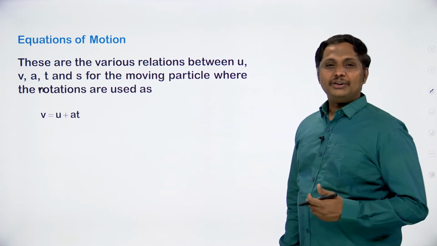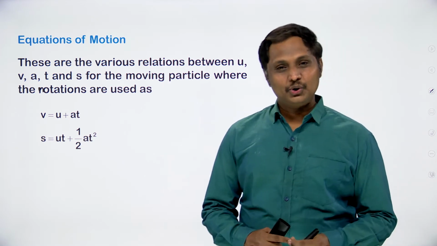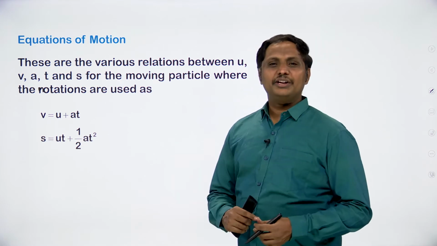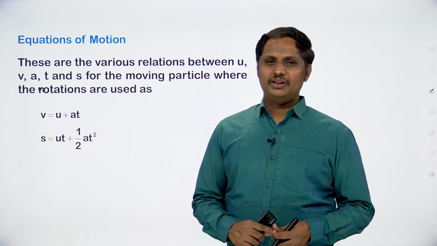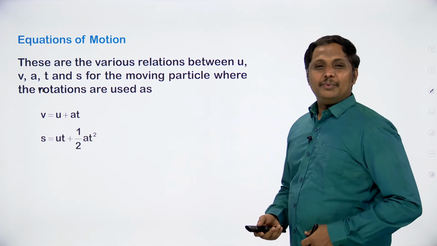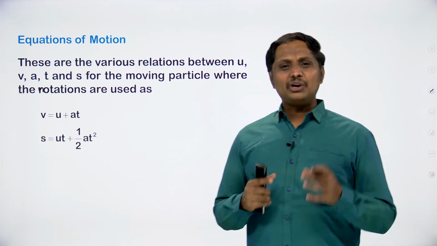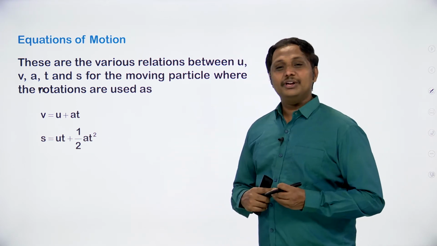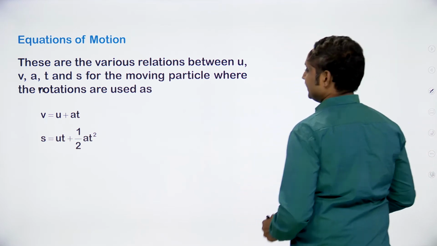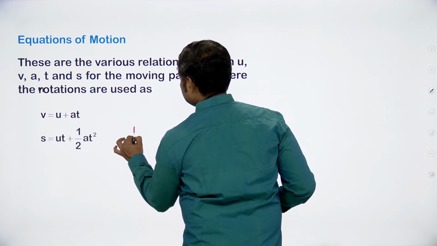We would like to go for another equation, that is s is equal to ut plus half at square. You can confirm the distance travelled by the body in a given time. Whether it has started from the rest position, we would like to go for its initial velocity is equal to 0. It is very clear, u is equal to 0.